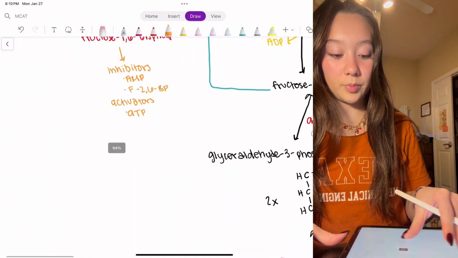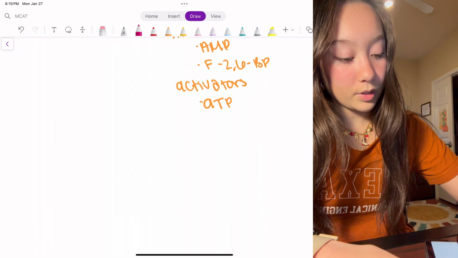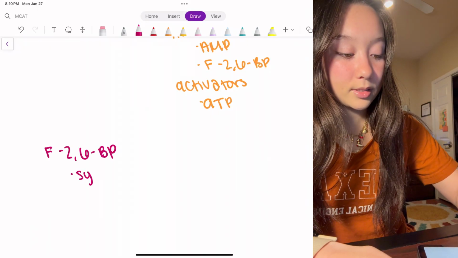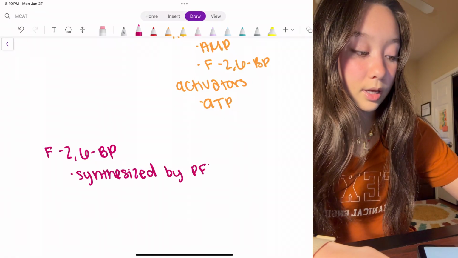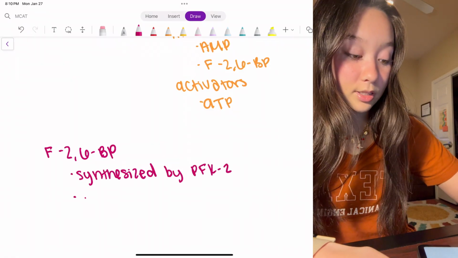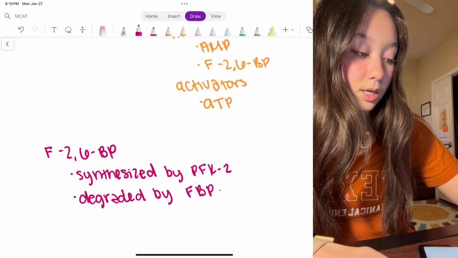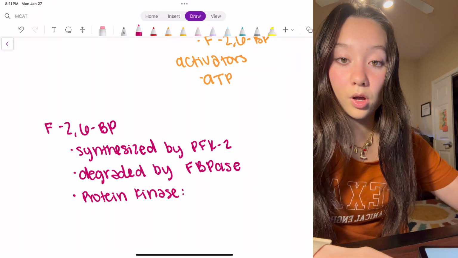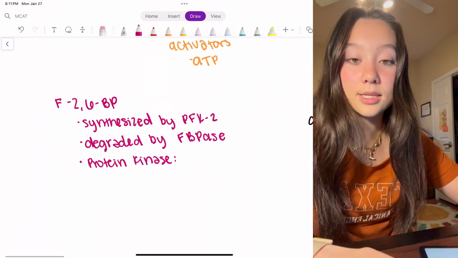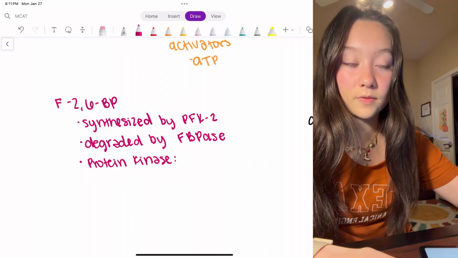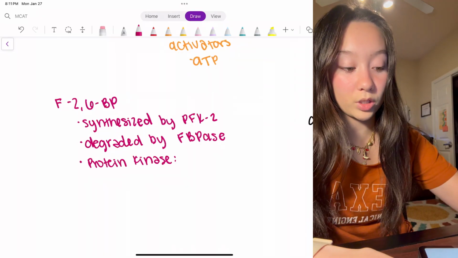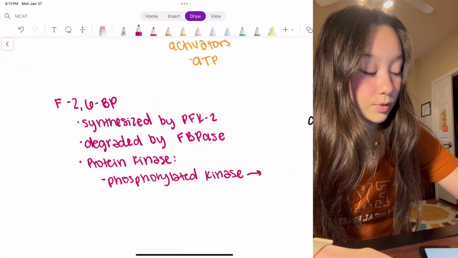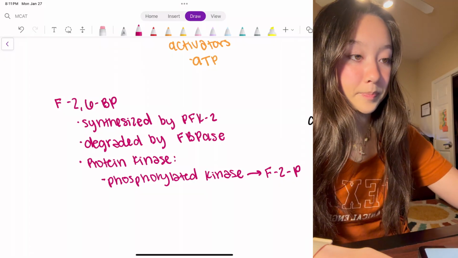Let's go a little bit below so we have some more room. Fructose 2,6-bisphosphate is synthesized by phosphofructokinase 2. It is degraded by FBPase. And protein kinase can either phosphorylate or dephosphorylate it, and different kinds of phosphorylation make it have different effects. So let's start with the phosphorylated form. The phosphorylated form is fructose 2-phosphate.